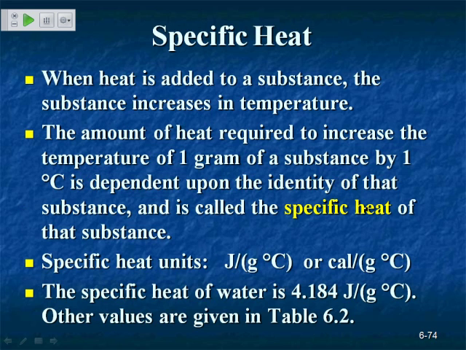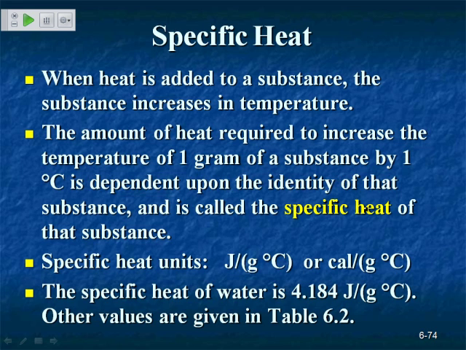Now, in order to calculate heat, as I said, heat depends upon a couple of things, not only just the temperature difference. So we are going to look at a quantity called specific heat. Okay. Now, specific heat is defined as the heat required to increase the temperature of 1 gram of a substance by 1 degree Celsius, and it depends upon the identity of the substance. Okay, because for each substance, specific heat is a constant.